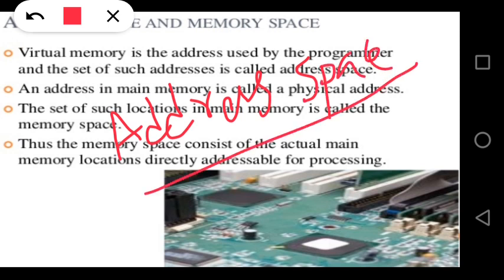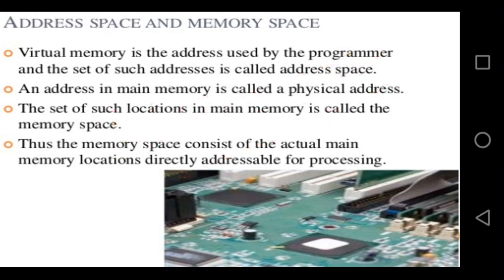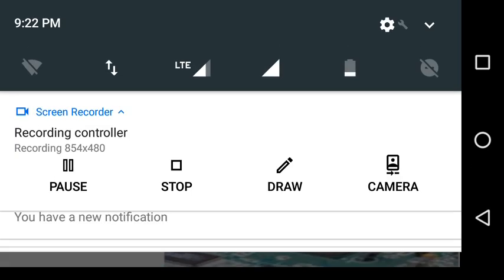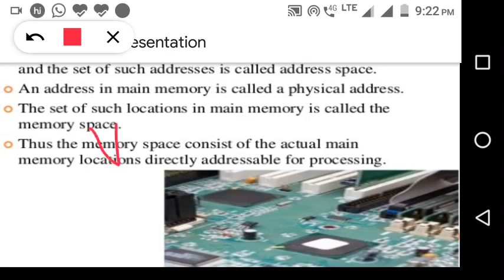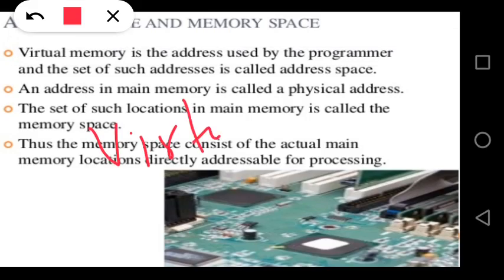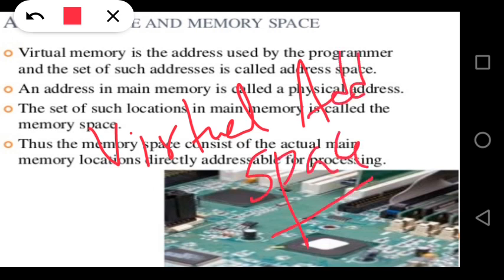So the virtual memory is the address used by the programmer, and the set of such addresses is called virtual address space, or address space. Space means a group of addresses. What type of addresses? They are virtual addresses.